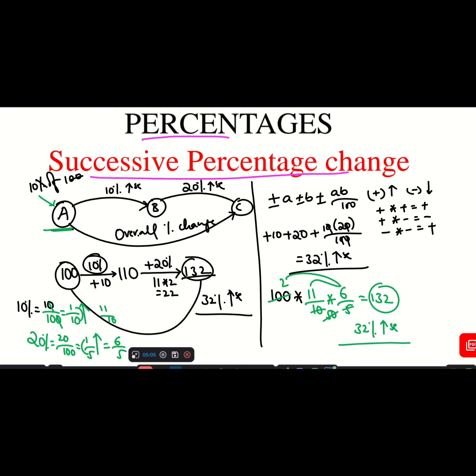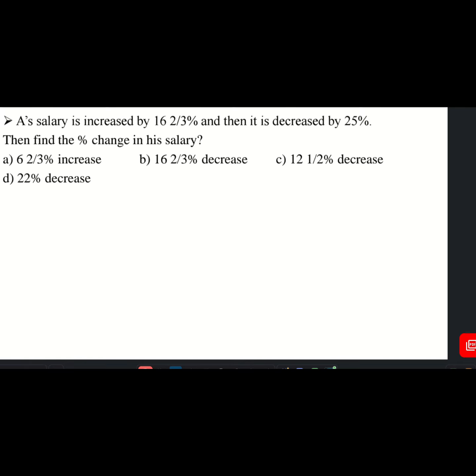A salary is increased by 16 2 by 3 percentage. Then it is decreased by 25 percentage. Then find the percentage change in his salary. We discussed only integer values. Now in this case a fraction is given, 16.66 percentage is an increase and next is a 25 percentage decrease. So how can we find it? We can't use the plus A plus B formula.